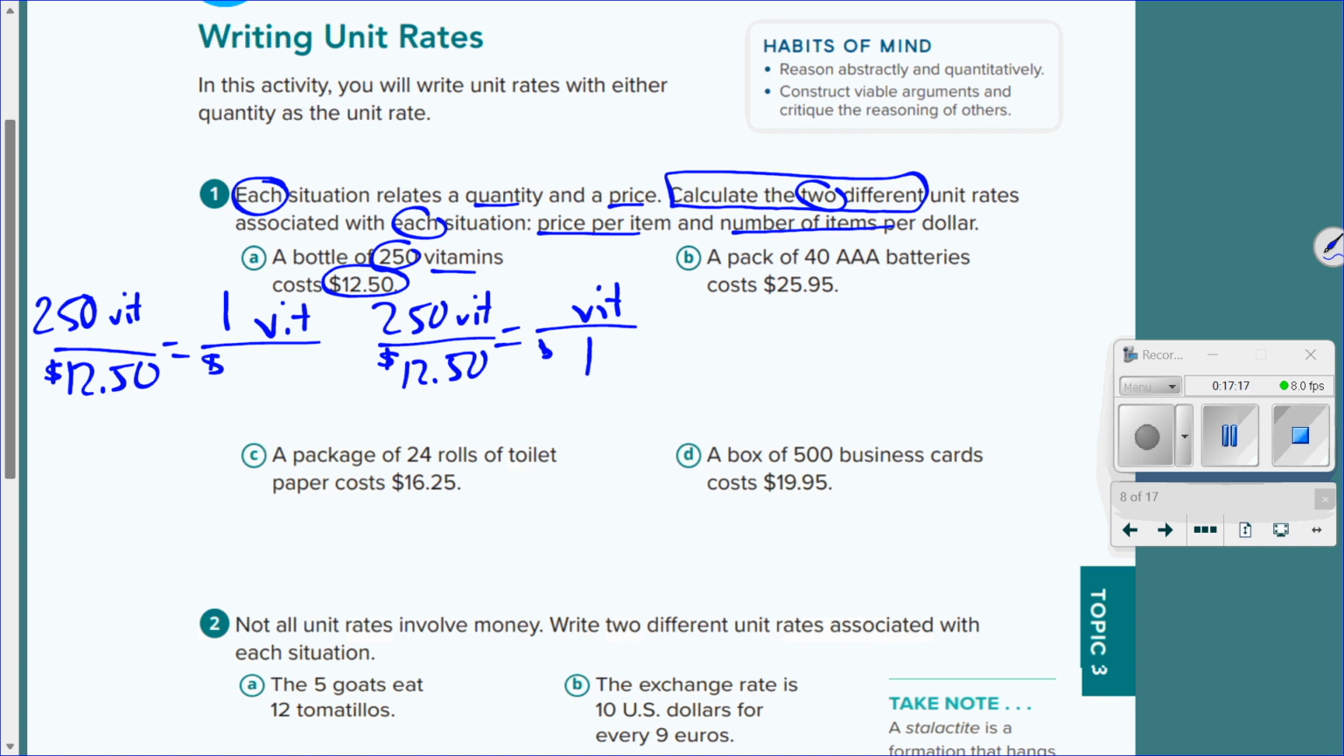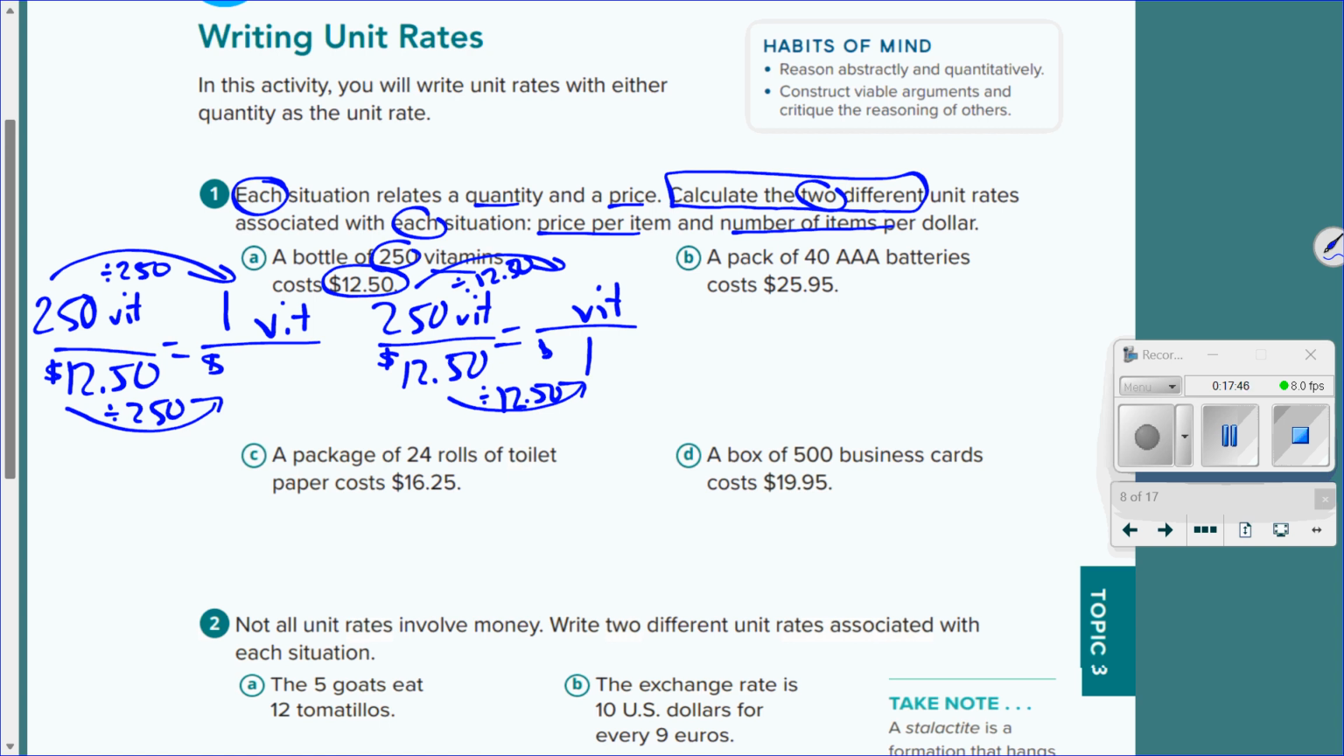Because I want the unit rate for each. So all I'm doing is, how do I go from 250 to 1? Divide by 250. So guess what I'm doing to 1250? Dividing by 250. How do I go from 1250 to 1? Divide by 1250. So guess what I'm doing to 250? Divided by 1250. Always do the same thing.